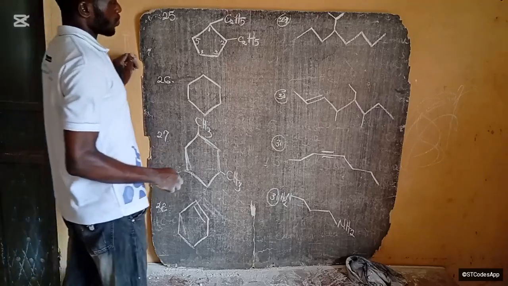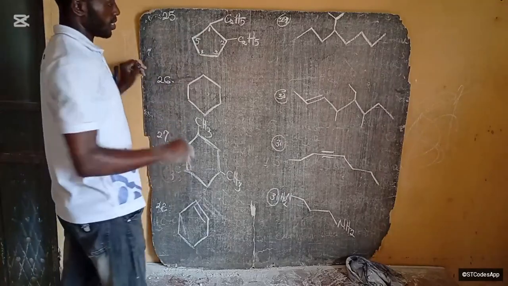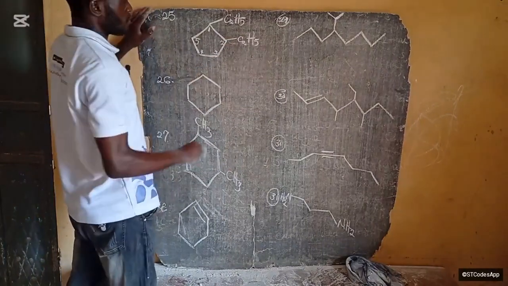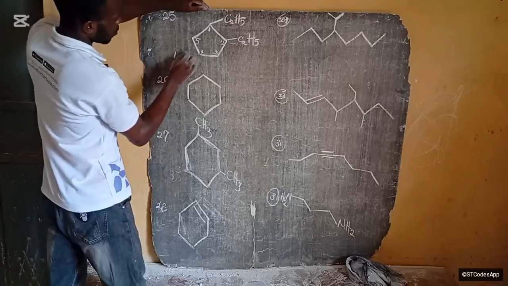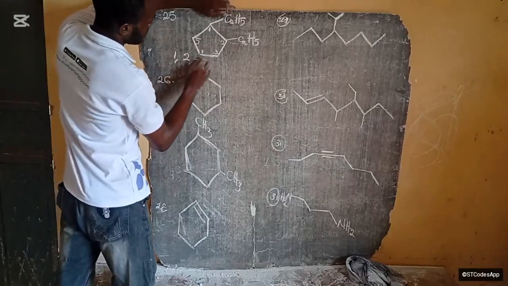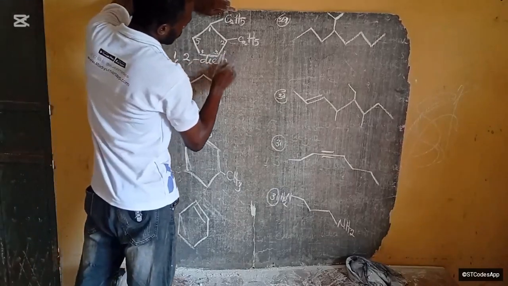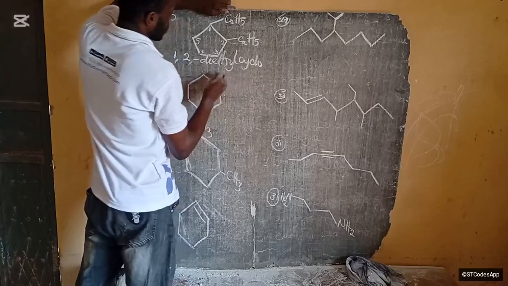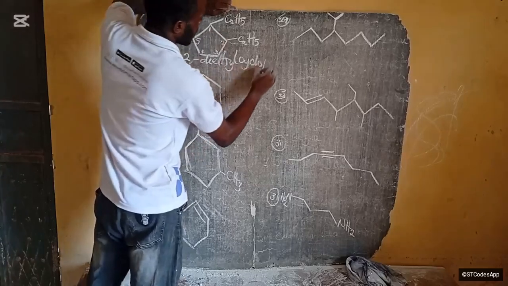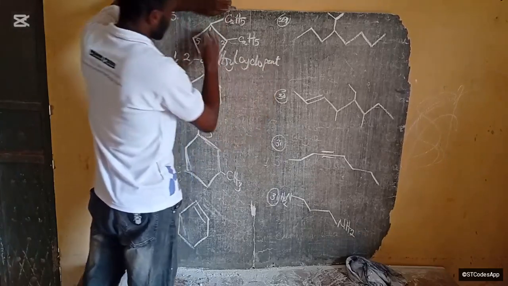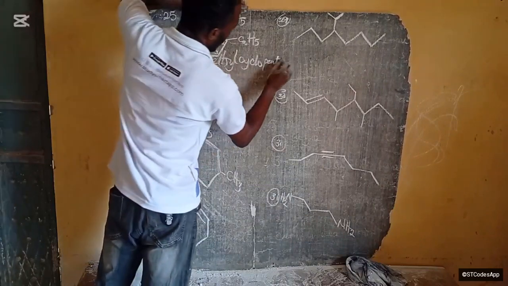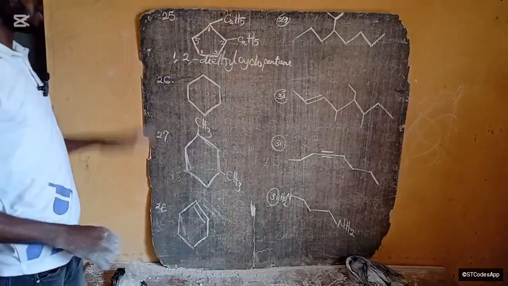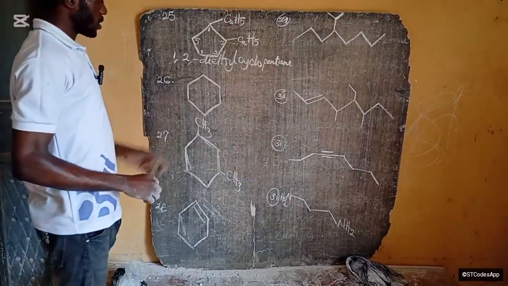Okay, so here we have a 5 carbon ring, and we have ethyl on carbon 1 and ethyl on carbon 2. So that's 1, 2 diethyl cyclo, what is this? Pentane. Pent because it's 5 carbons, and ane because it's single bonds all through. Alright, so you see how simple that is. The next one is this.